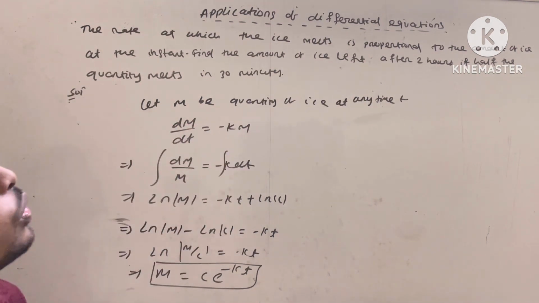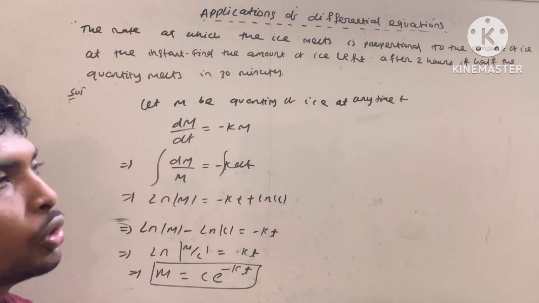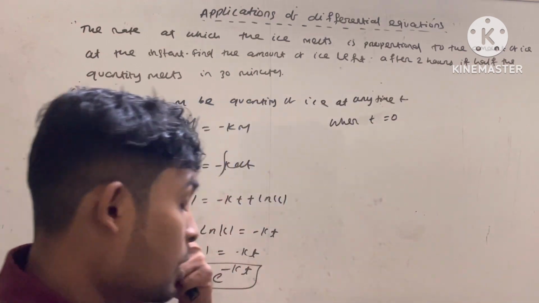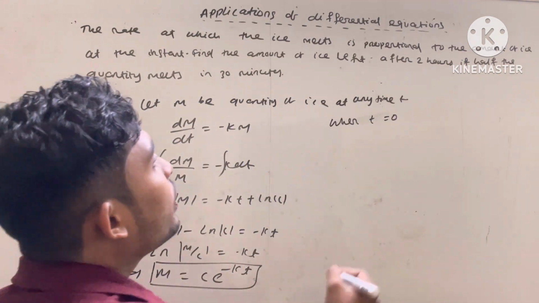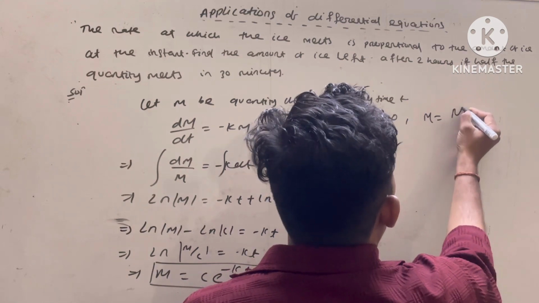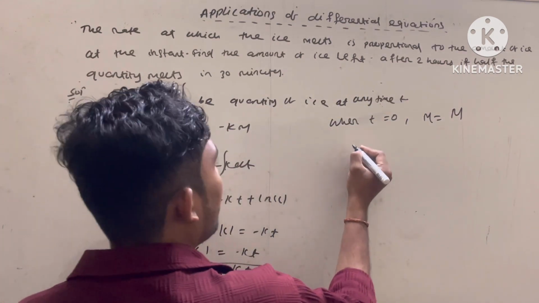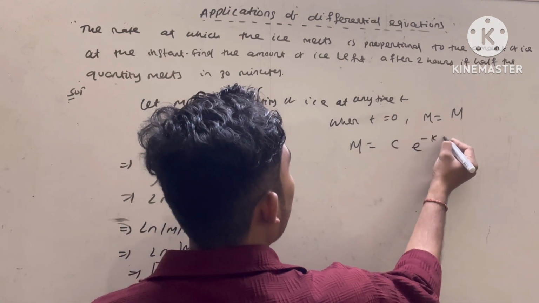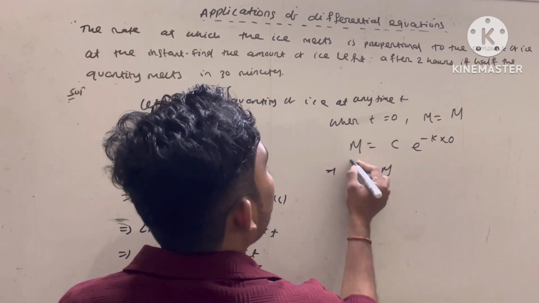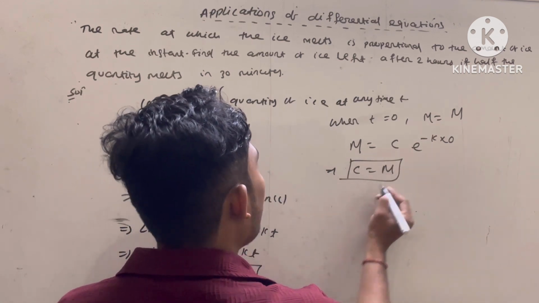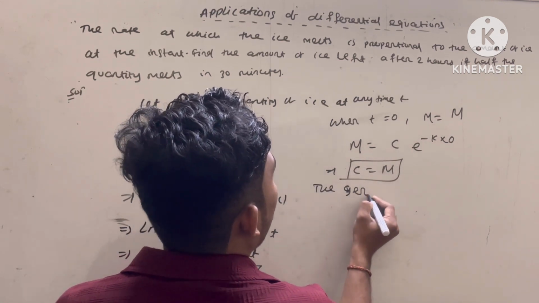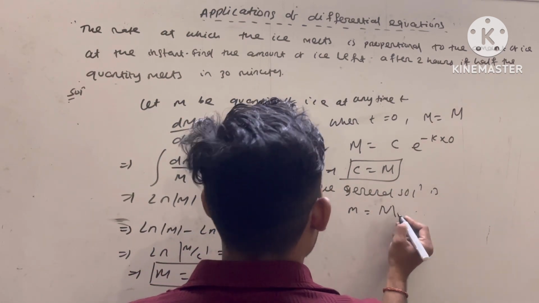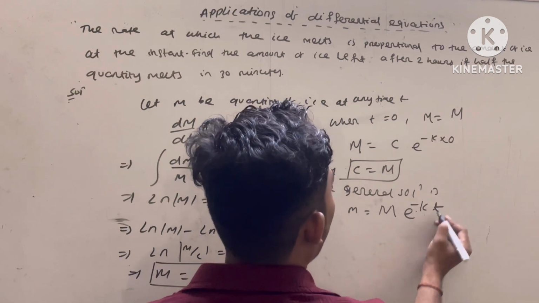Before using this data, first of all you have to find the value of c. Let us take our initial quantity small m to be capital M when t equals 0. So small m is equal to c into e to the power minus k into 0, so c is capital M. Now the particular solution is small m equals capital M into e to the power minus kt.